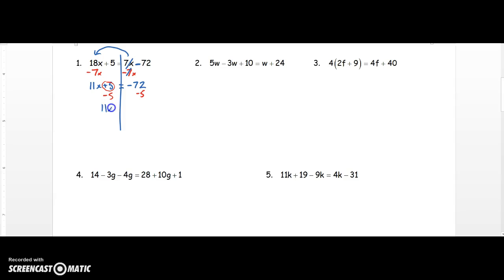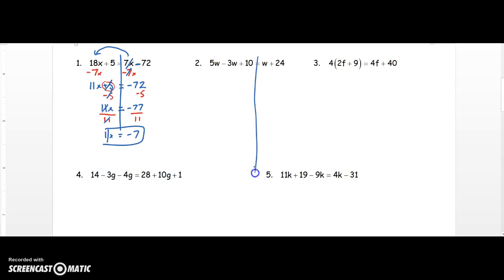So bring your 11x down since we haven't touched it. Positive 5 and negative 5 cancel out. You're left with equals negative 72 minus 5 is negative 77. From here, now our x is by itself, so that we can go ahead and divide. We have 11x, or 11 times x, so we have to divide by 11 on both sides. Those cancel, or not really cancel, but what it gets us is 1x, which is what you want. Okay, so negative 77 divided by 11 is negative 7. So we get x equals negative 7.